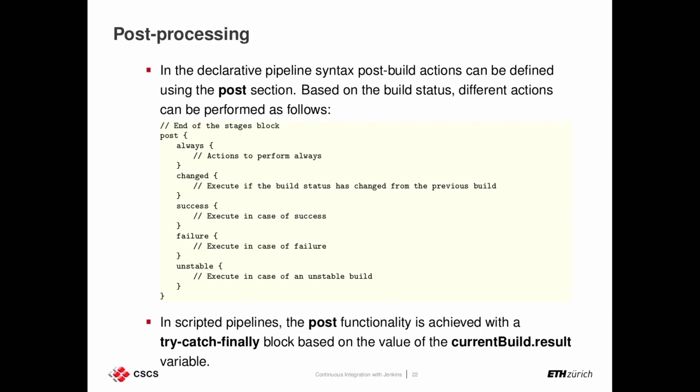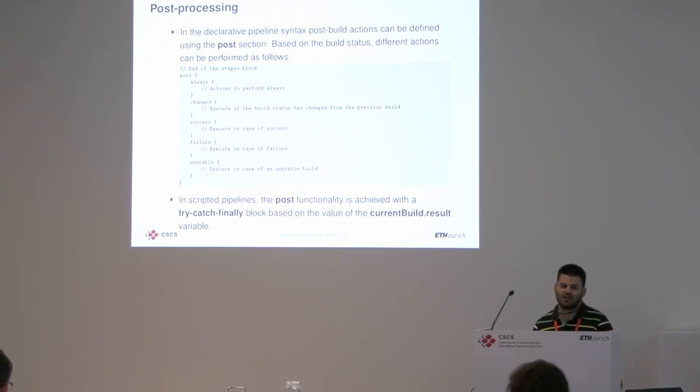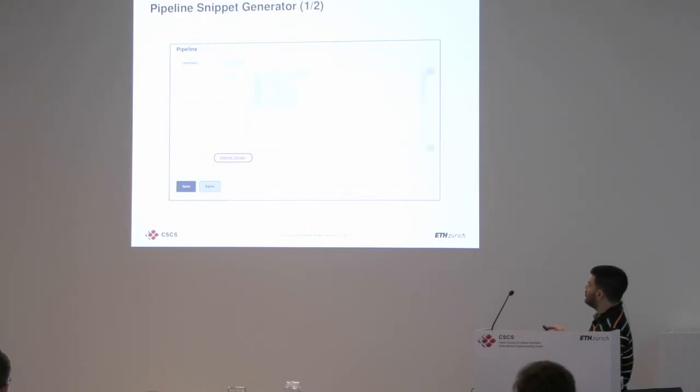Here, when the build is successful, you can execute some commands, whether it fails, whether it is unstable. I decided not to give you the scripted pipeline, which is a little bit more difficult, but this functionality can be achieved with a try-catch-finally block that Groovy uses, which is similar to what Java uses. And based on the current build result, you can more or less decide what action you need to take. But this is more difficult, and you need to know a little bit of Groovy to do that.